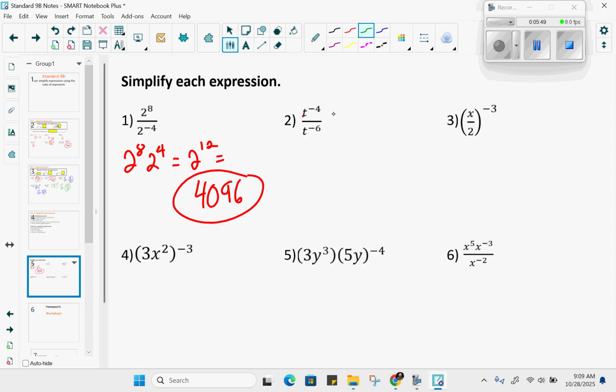Now we have t to the negative 4 over t to the negative 6. We're going to take those and flip them because they're both negative. So I'm going to have t to the 6th over t to the 4th. When we divide, we subtract. So I'm going to do t to the 6th minus 4. That's going to make t squared as my final answer.